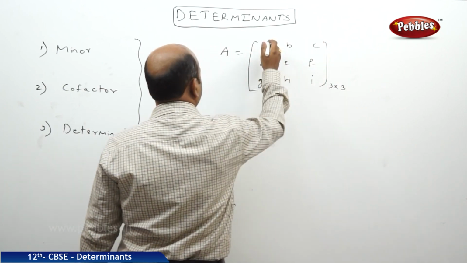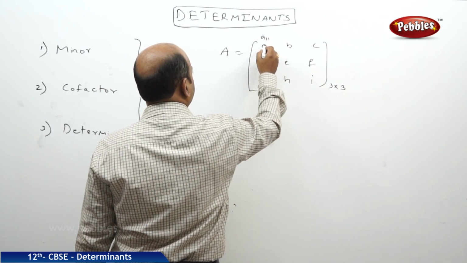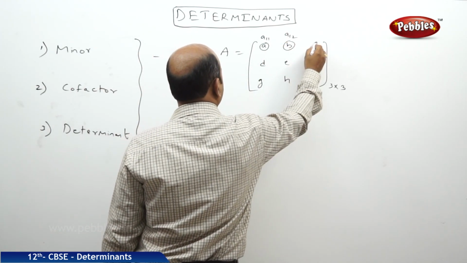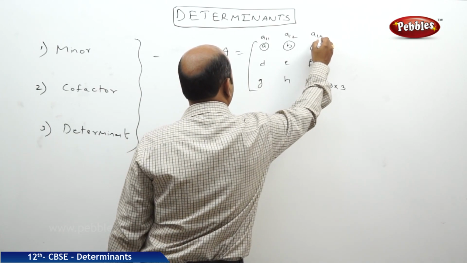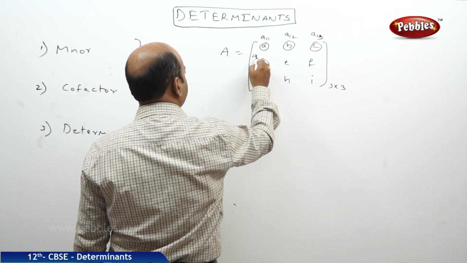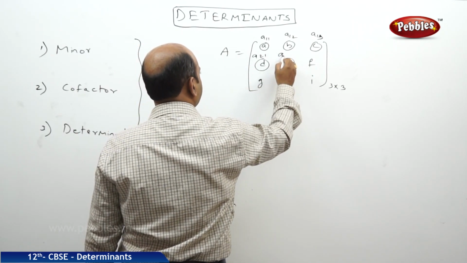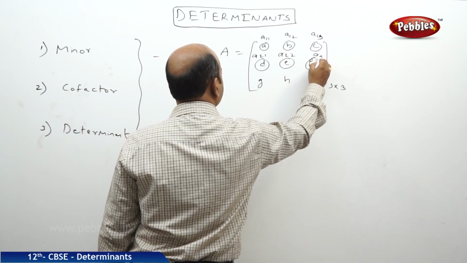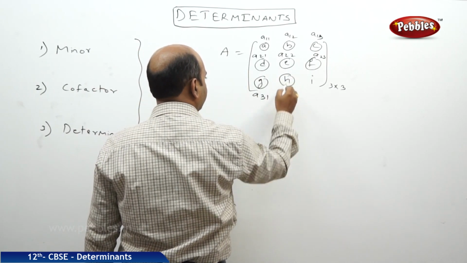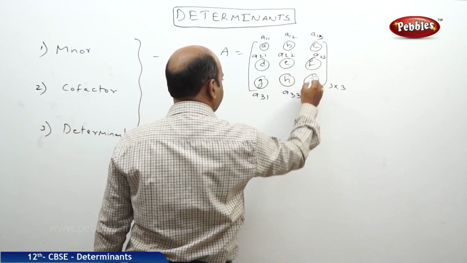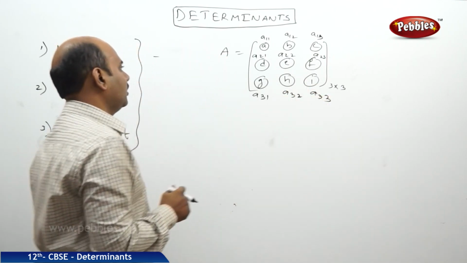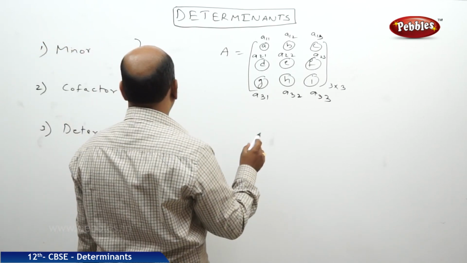If you observe carefully, as I discussed in matrices, the position of this a is a11, this position is a12, this I can write as a13. How does a13 indicate? First row, third column. This d indicates a21, e indicates a22, f indicates a23, and g indicates a31, h indicates a32, i indicates a33. Now I want to find the minor.